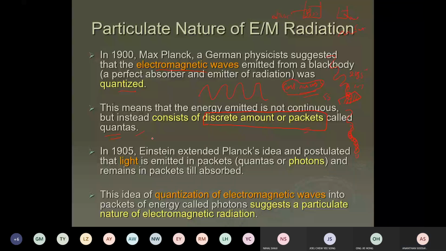Of course, the entire world was against that, because it's a new idea. How can a wave, a continuous energy like water, be broken into packets, not like one single unit? But Max Planck said it looks like it's a packet.